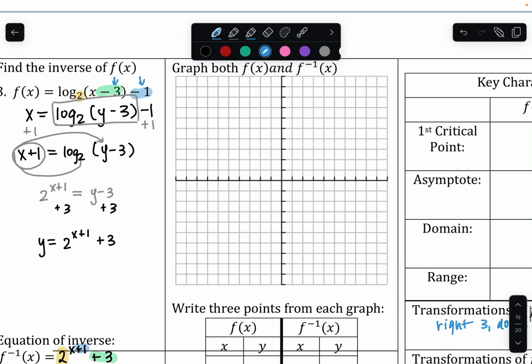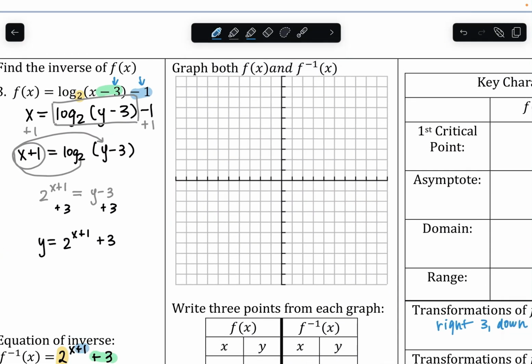Okay, and so to graph a log function, you start with the vertical asymptote. So right 3 would put the asymptote at 3. And then we have an x-intercept that's 1 away, but this x-intercept has moved down 1. My next point is going to be a base of 2 from the asymptote, and then 4 away from the asymptote.